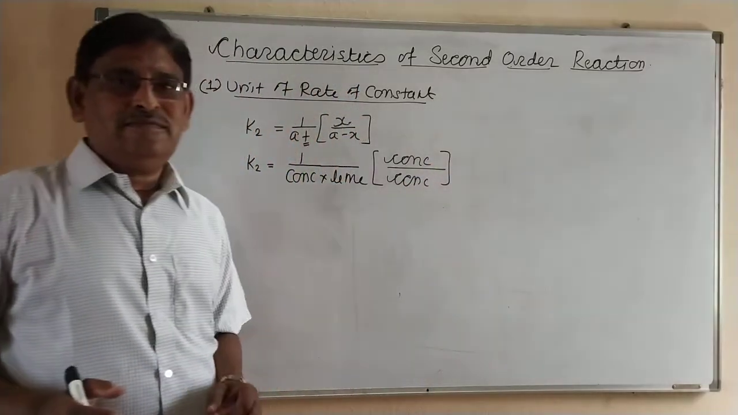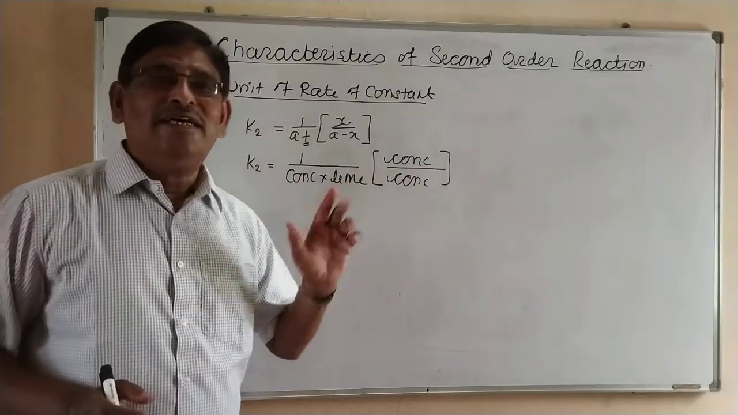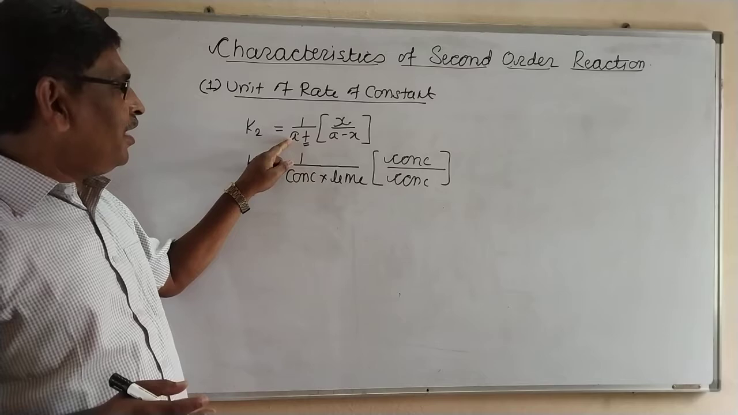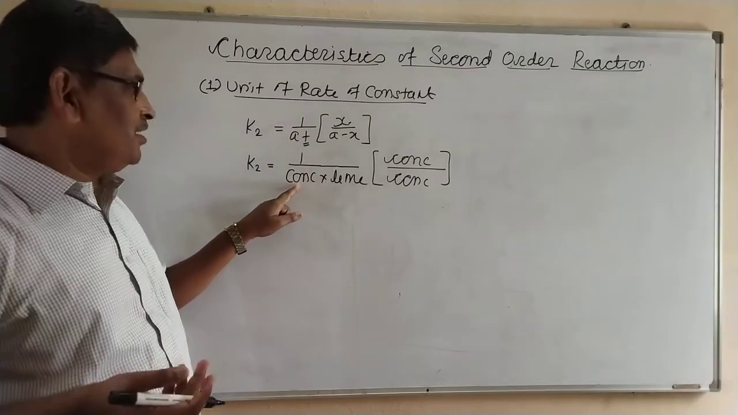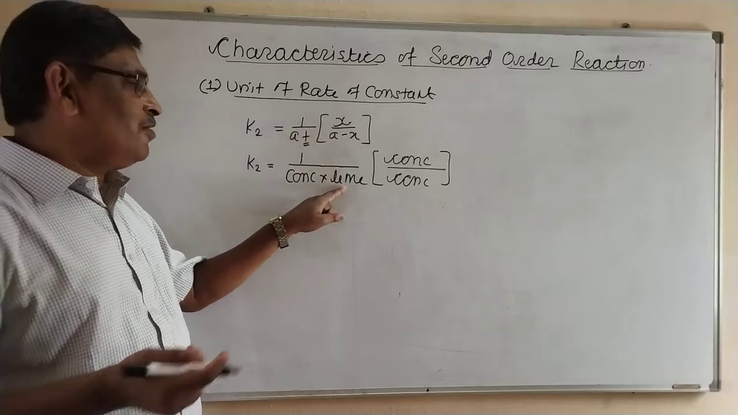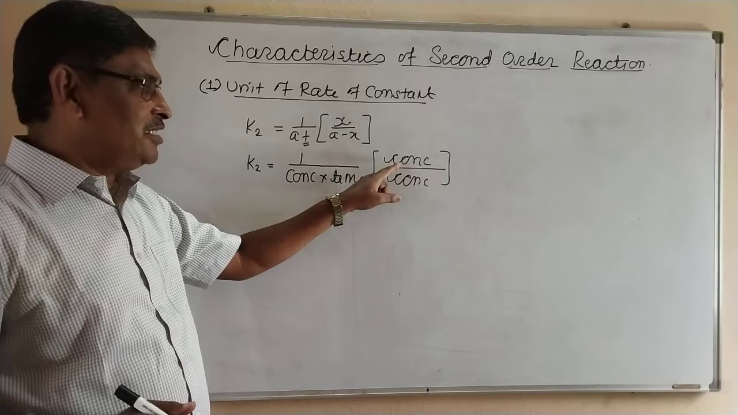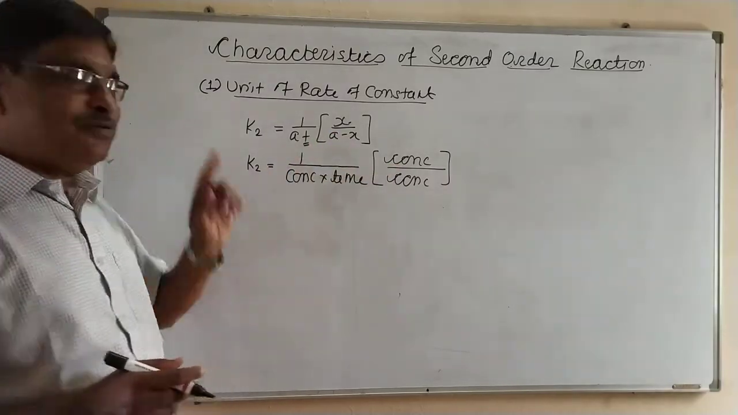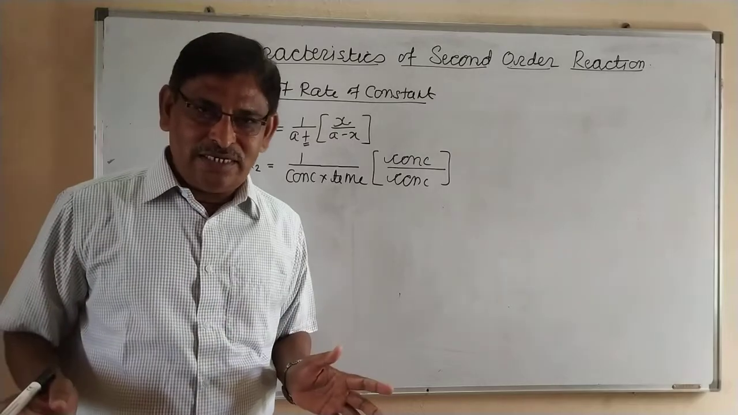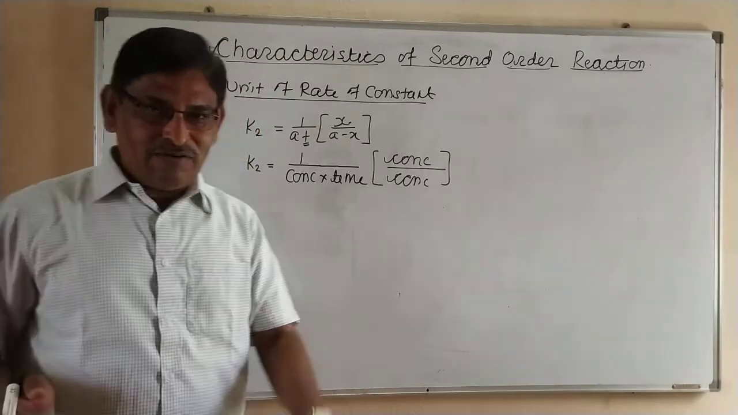What I have done is only the meaning of each term in this equation. A is the initial concentration, that means concentration. T stands for time. X is again concentration, and A minus X concentration. And K2 is the rate constant for second order reaction with equal initial concentration.